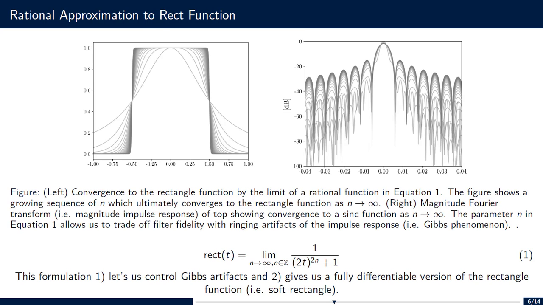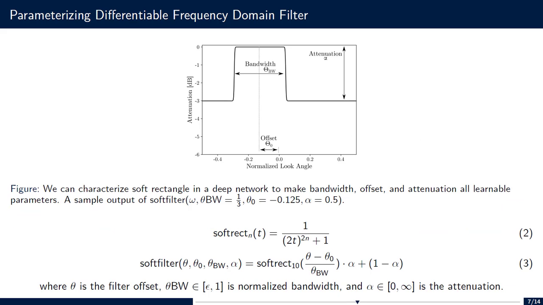A differentiable filter function must be specified in the K-space domain in order to deploy learnable parameters for its specification. We accomplish this by employing a rectangle function as defined by the limit of a rational function shown in the equation. Consequently, defining the rectangle function as a soft approximation using a fixed n that's much less than infinity yields a smooth function, alleviating Gibbs artifacts normally present when using a hard rectangular filter. Furthermore, we specify the relevant filter parameters of bandwidth, offset, and attenuation, all in a differentiable manner, as given by the equation of our now called soft filter function that is used in our network.